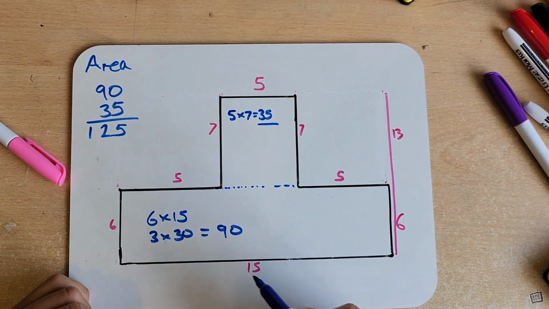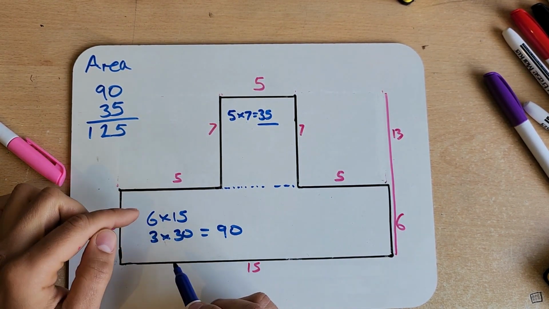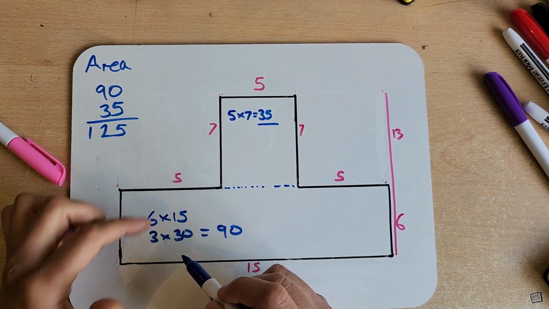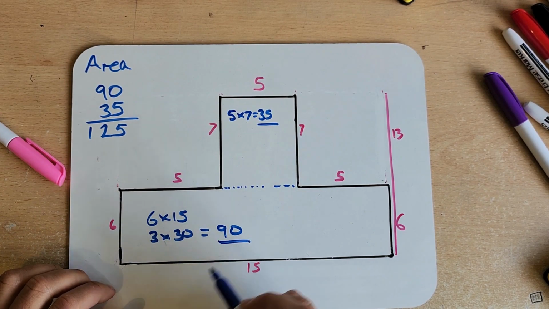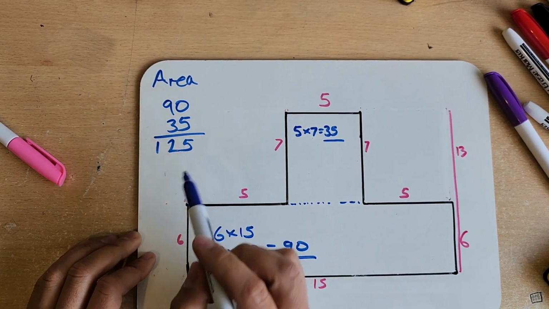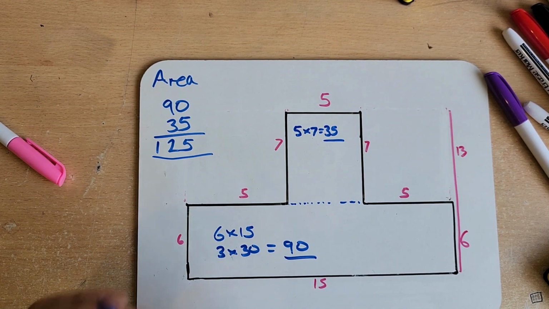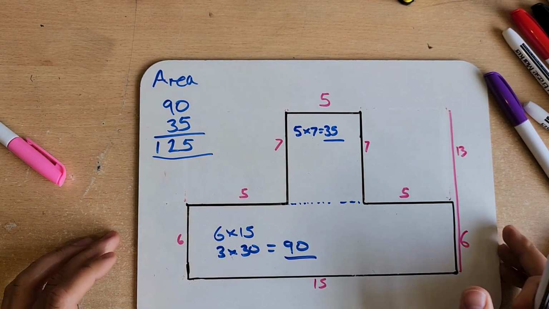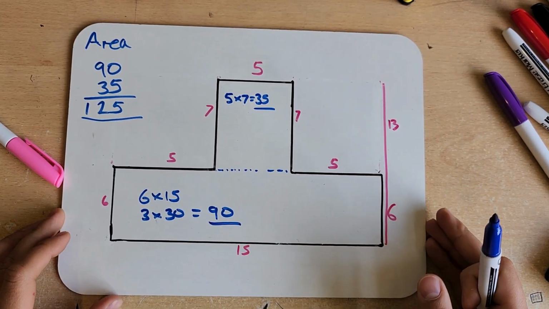And this horizontal split gave us 5 and 7, 35. It also gave us 6 and 15, which I then used my double and half technique, which gave us 90. Add it all together, our area is 125. Okay, now I know some of you are curious.